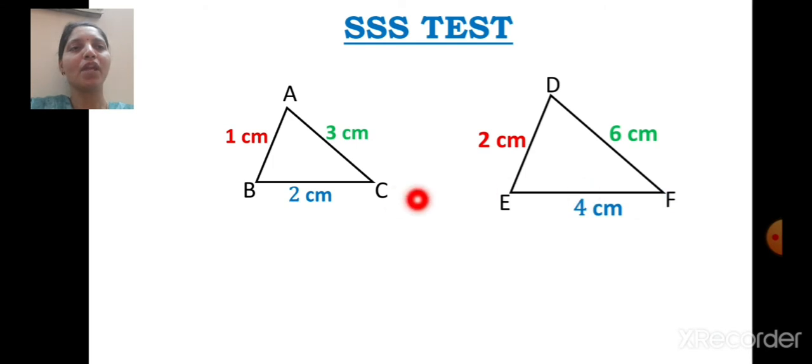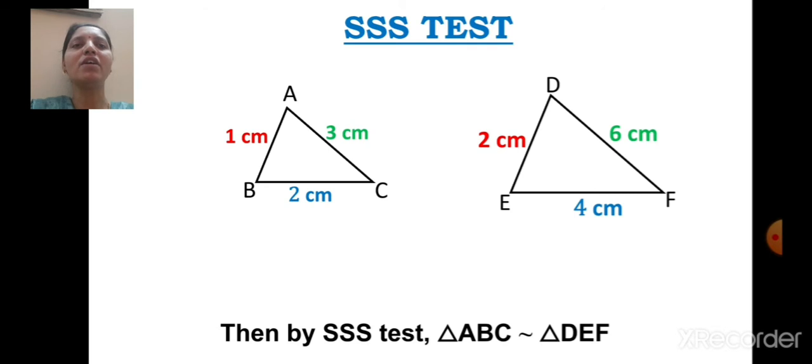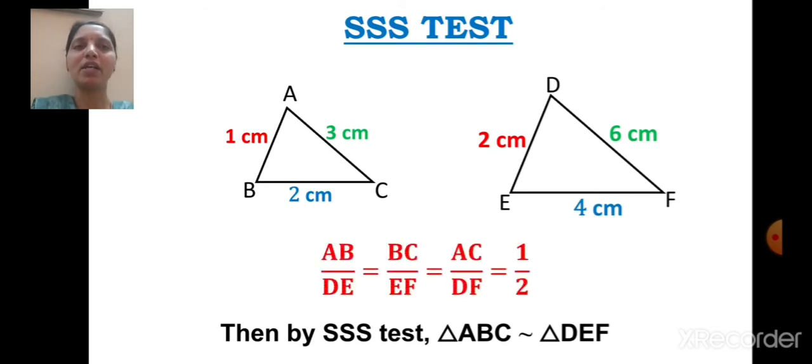Now, if you find the ratio of corresponding sides, that is AB is to DE, you will get 1 upon 2. Same way, if you find the ratio of BC is to EF, what value will you get? Again 2 upon 4, that is 1 upon 2. If you find AC is to DF, then again you will get the value as 1 upon 2. That means you can write here AB upon DE is equal to BC upon EF is equal to AC upon DF, that is equal to 1 upon 2. So triangle ABC is similar to triangle DEF by the SSS test.